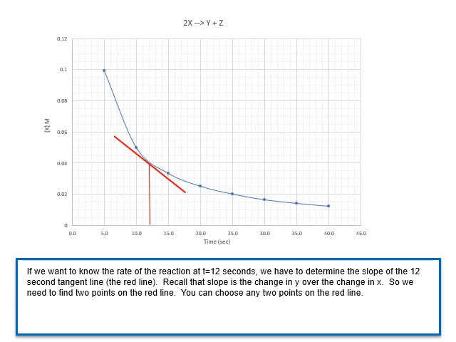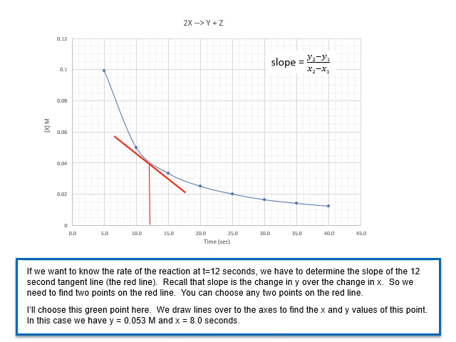If we want to know the rate of the reaction at time equals 12 seconds, we have to determine the slope of the 12-second tangent line, the red line. Recall that the slope is the change in y over the change in x, so we need to find 2 points on the red line. You can choose any 2 points on the red line. I'll choose the green point here as my first point. We draw lines over to the axes to find the x and y values of this point. In this case, we have y is equal to 0.053 molar and x is 8 seconds.